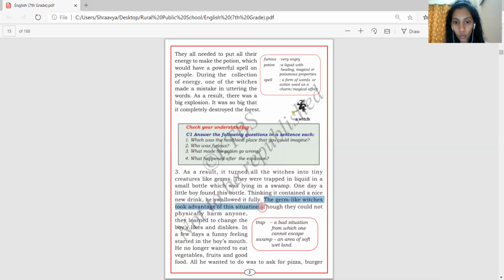The germ-like witches took advantage of this situation. So what did they do? They were still inside the bottle, right? So let's see what they did next.